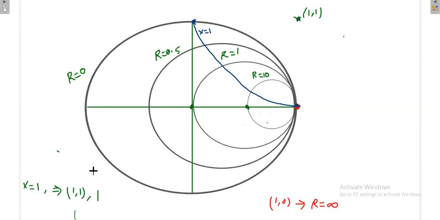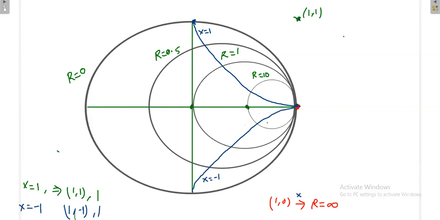Similarly, what will happen if you take x is equal to minus 1? If you take x is equal to minus 1, this is 1 comma minus 1, then the radius is 1. Where will 1 comma minus 1 be? This is 1, this is minus 1. So definitely here will be 1 comma minus 1. With this as the center and radius 1, once you draw, the circle will go like this. So definitely this is x is equal to minus 1.